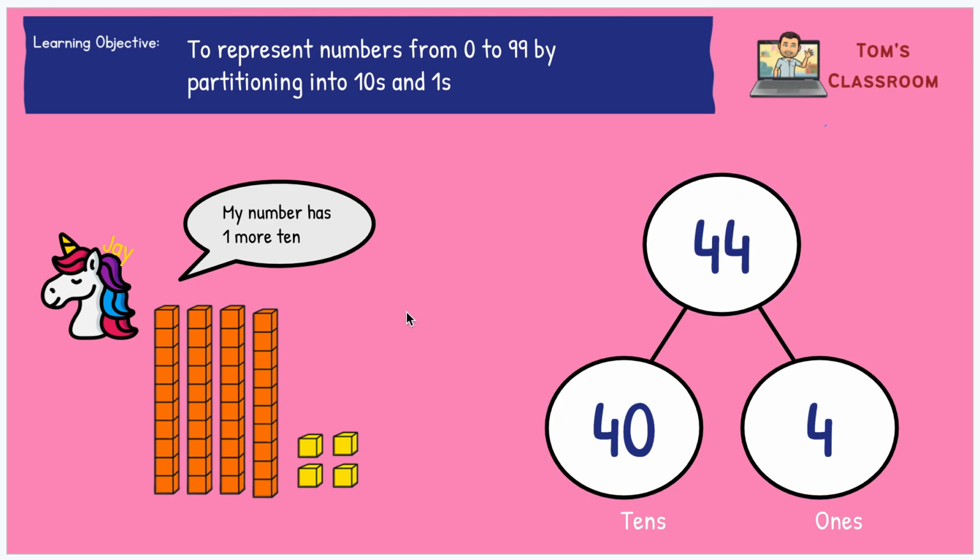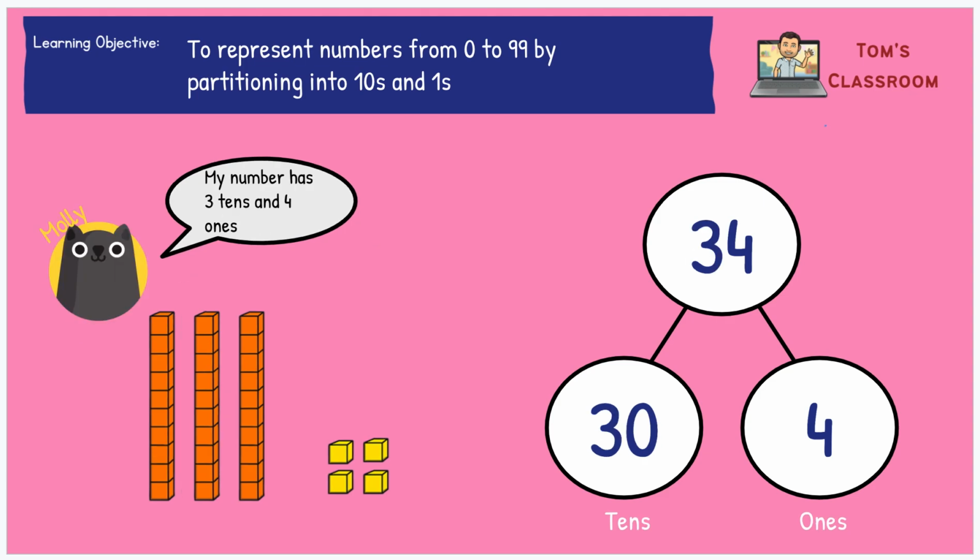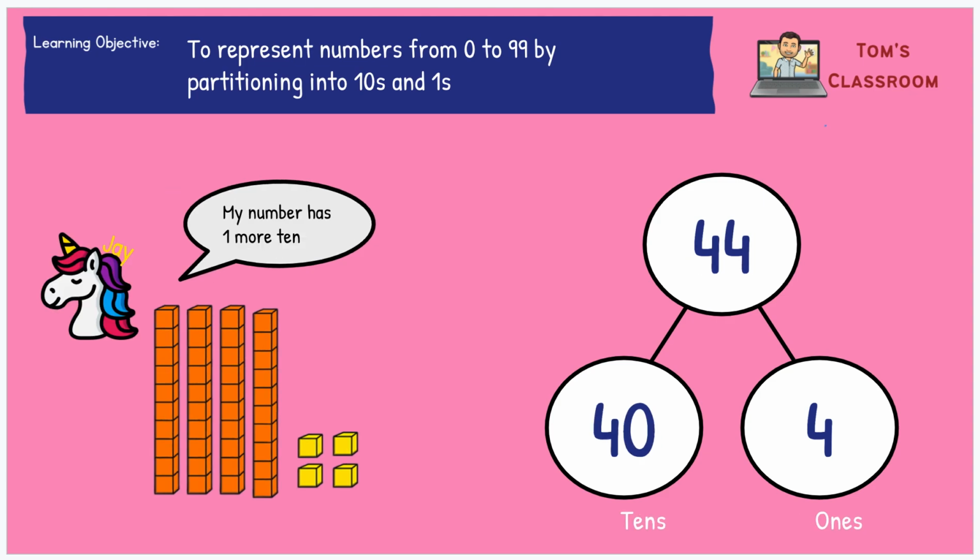Whose number's bigger? Is it Jay's or is it Molly's? We know it's Jay's because he's got more.